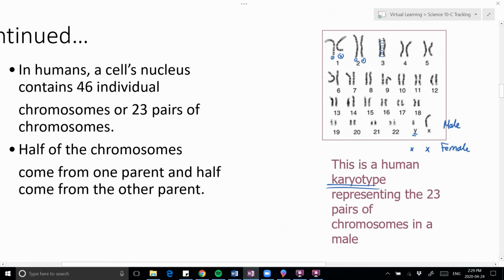So for every single one of these chromosomes, you get one from the mother and one from the father. And remember that your mother and father also each had two. So they donate half of their DNA to you.